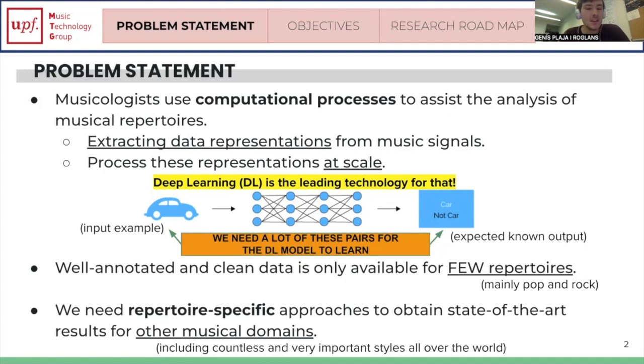And in the music context, well-annotated and clean data of this kind is only available for a few repertoires, mainly pop and rock. So if we want to apply these processes to repertoires out of the scope of pop and rock, this data is basically missing. Therefore, we need to apply repertoire-specific approaches that take into account the musical characteristics of these traditions and also the characteristics of the data that is available, to design approaches that are aware of these problems to get state-of-the-art results for these particular repertoires that are out of the scope of pop and rock.